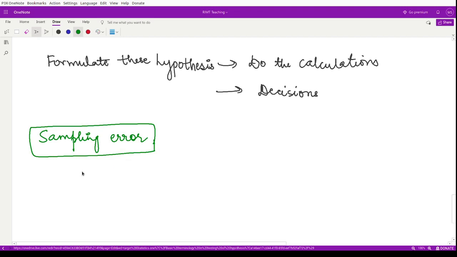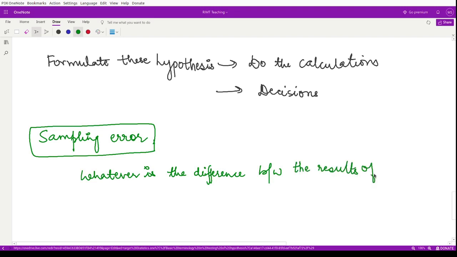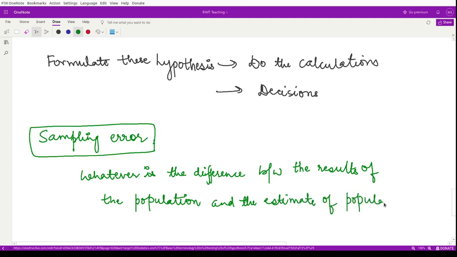So whatever is the difference between the results of the population and the estimate of the population which is made through the sample is known as sampling error.